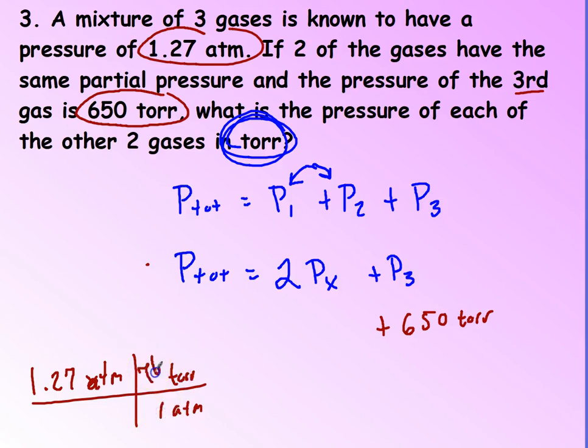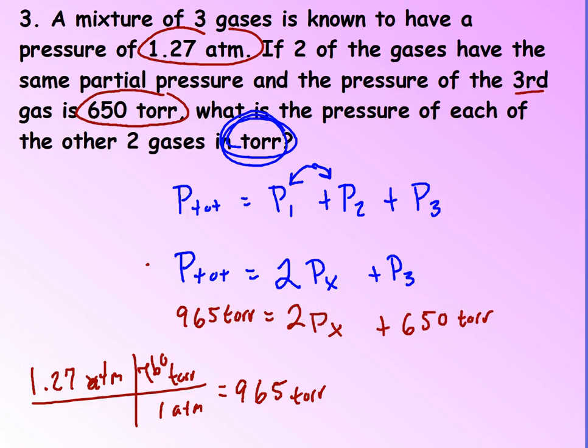1 atm is 760 torr. Plugging it in, 1.27 times 760 gives me 965. Sorry, I read that wrong. Torr. So that's my total pressure, 965 torr. It's equal to 2px plus 650.